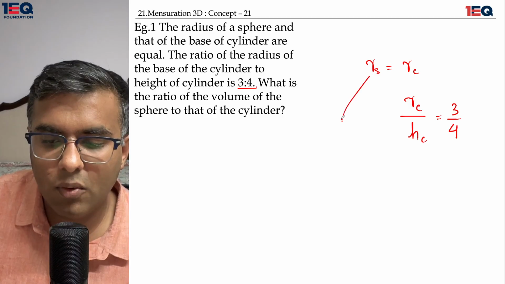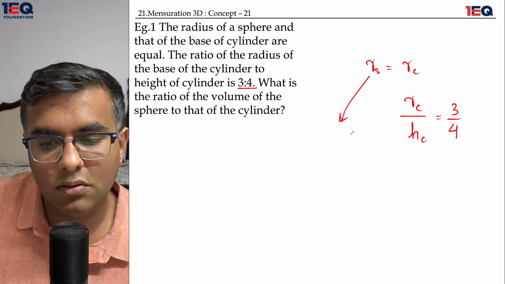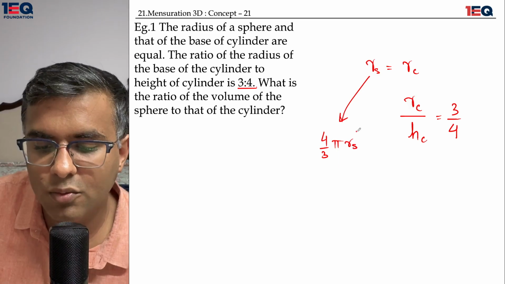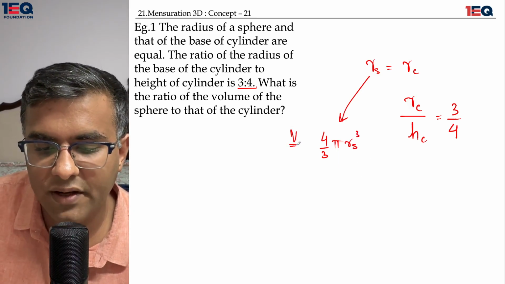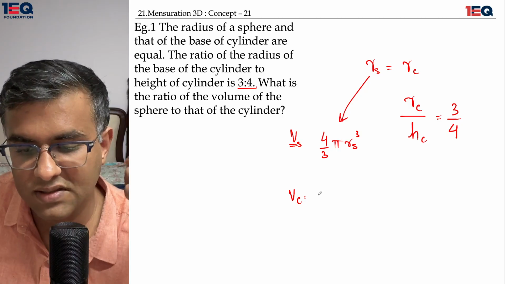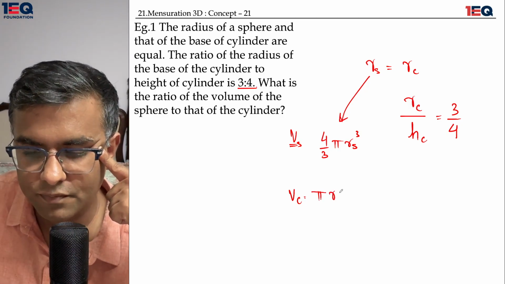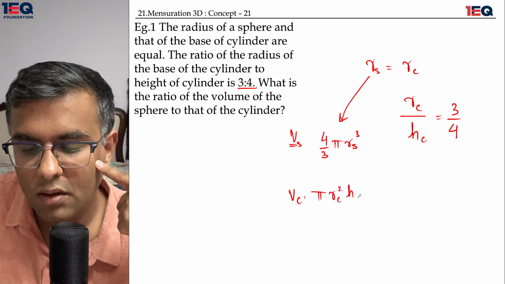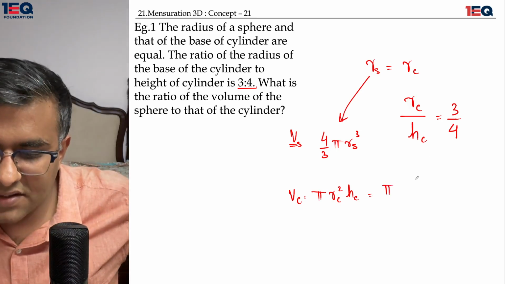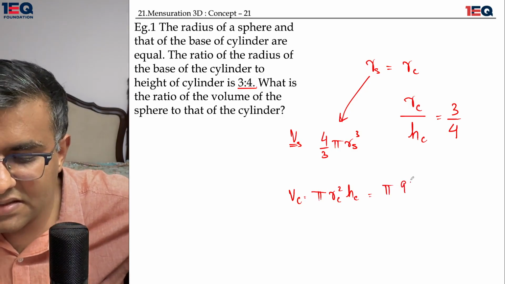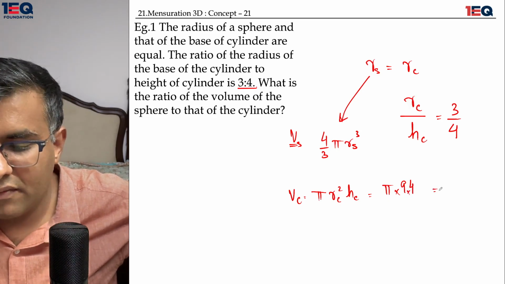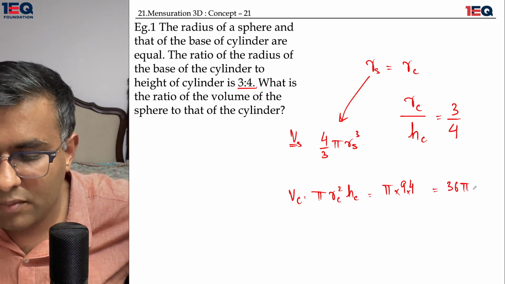If we simply talk about the volume of the sphere, that comes out to be 4/3 pi rs cube. This is the volume of the sphere. Now talking about the volume of the cylinder, this is going to be pi rc square hc, which is going to be equal to pi, rc square is nothing but 9 and hc is nothing but 4. So this is pi into 9 into 4, which is equal to 36 pi in our case.